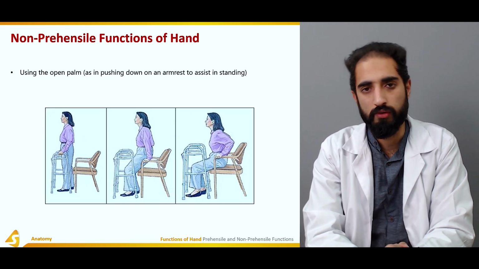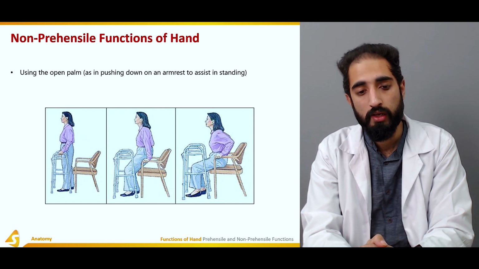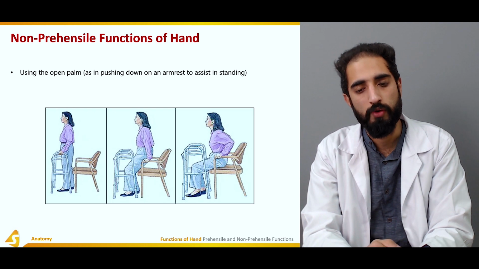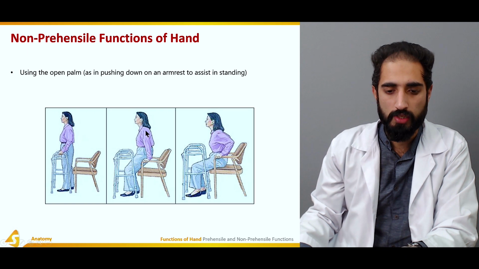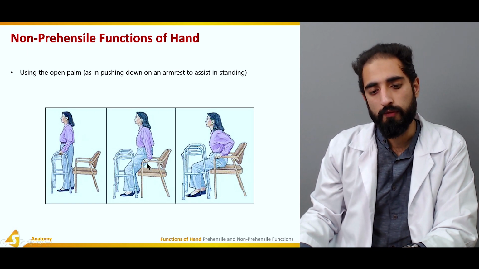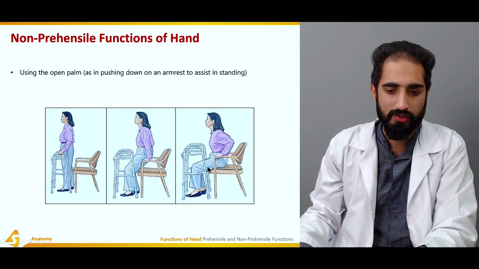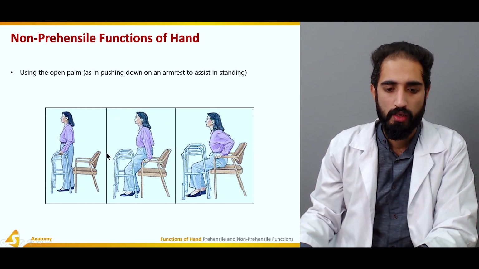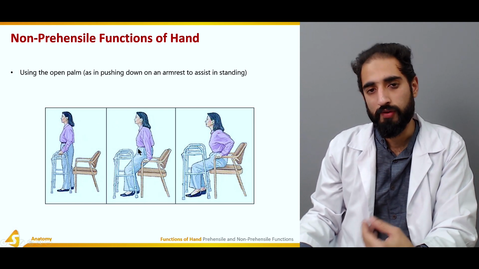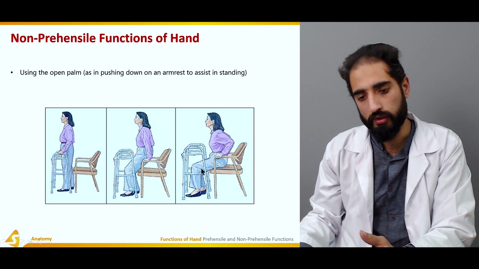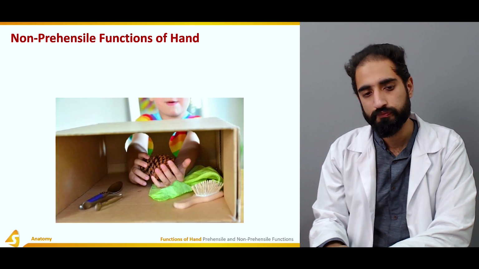Another not so violent yet very important function of the hand is using the open palm, for example in pushing down on an armrest to assist in standing. As you can see, this lady here is using her palms and pushing her weight down. Because of that body reaction force or joint reaction force, she's able to lift herself up. And not just lift herself up, she can also let herself descend gradually, so it can be important in that sense as well.